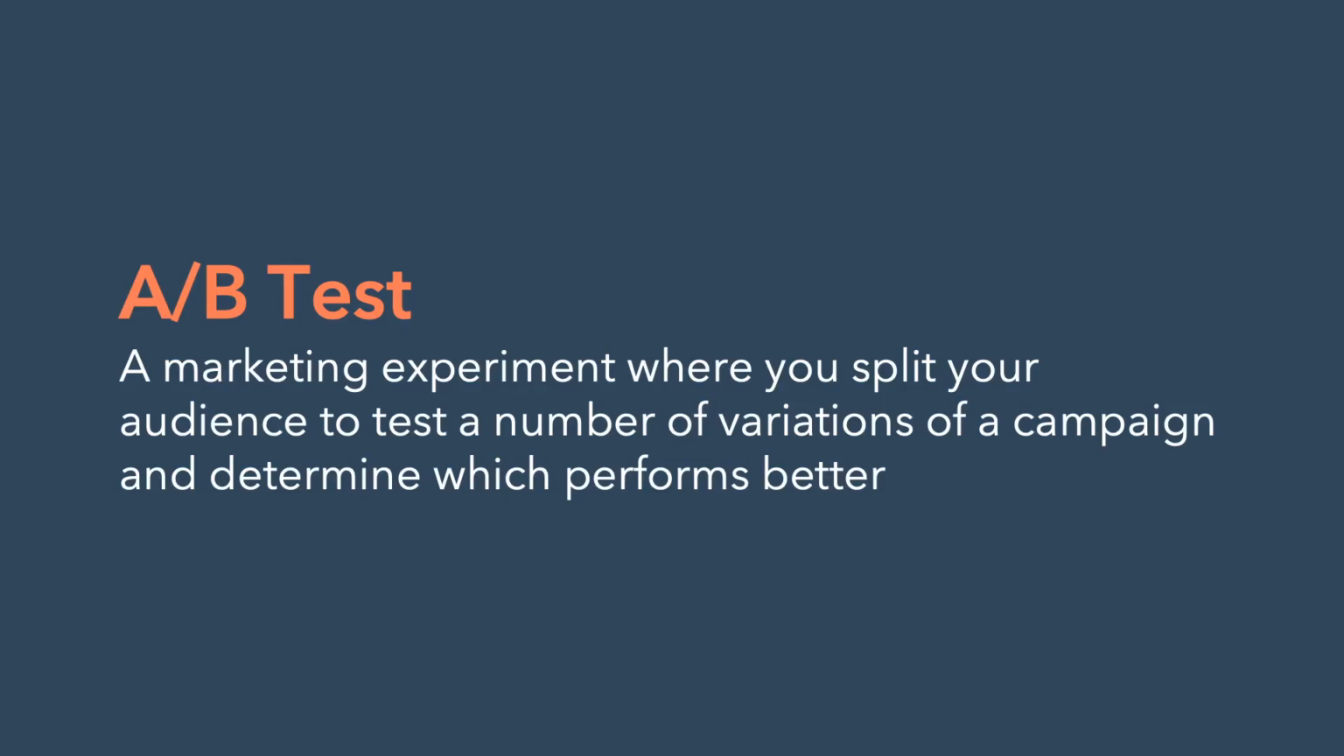Before we finish, the best way to increase the performance of your videos is to A/B test them. A/B testing, also known as split testing, is a marketing experiment where you split your audience to test a number of variations of a campaign and determine which performs better. In other words, you can show version A of a piece of content to one half of your audience and version B to another. A/B tests can significantly help improve your video performance.